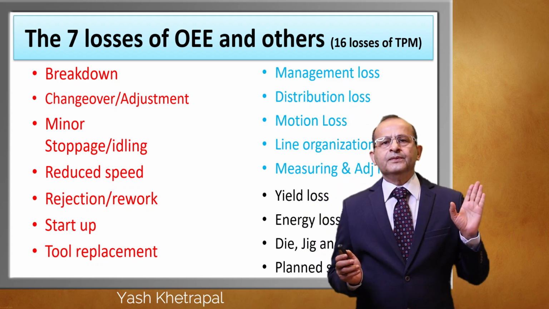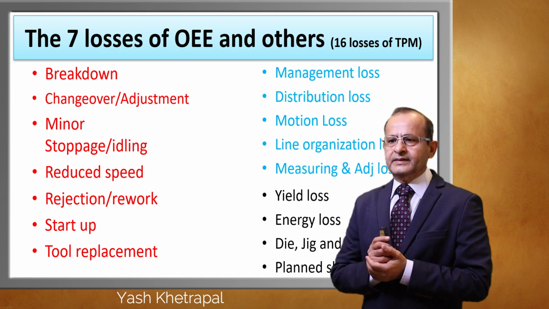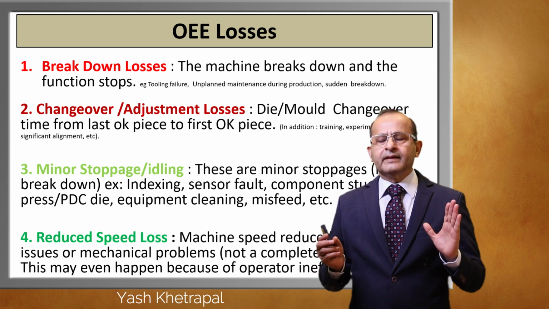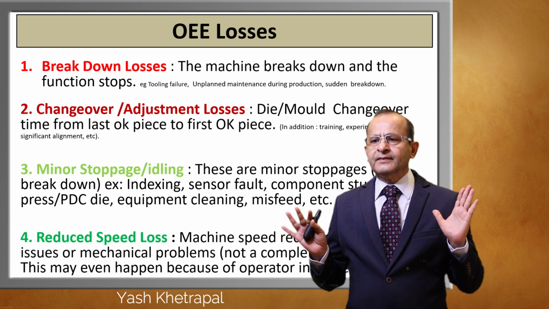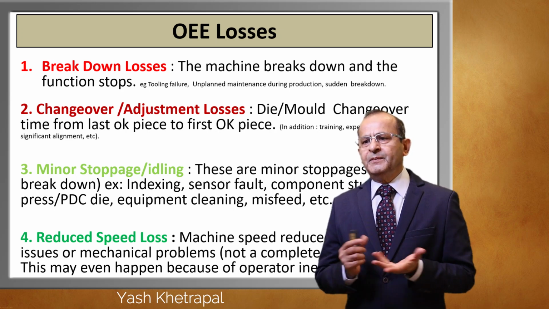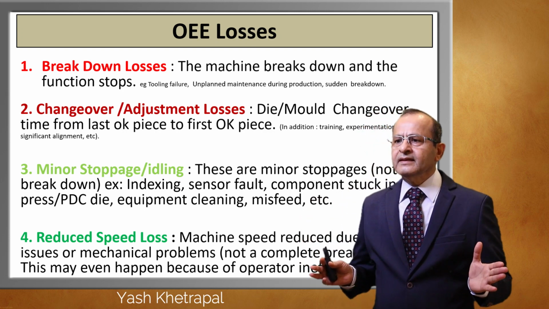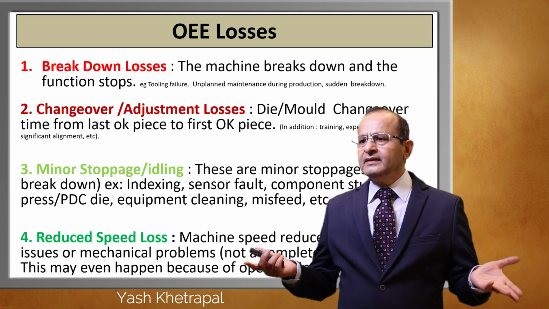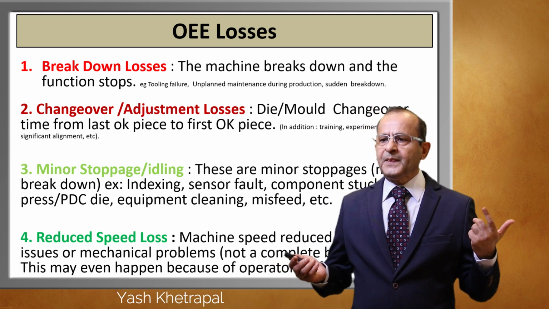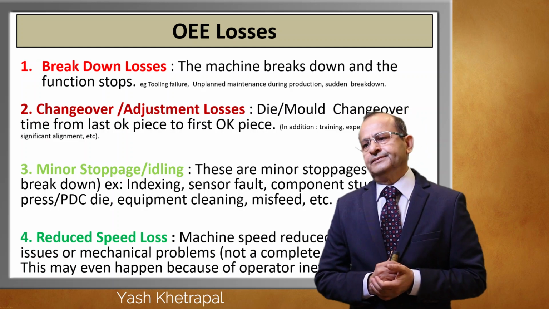First, let's come to machine related losses, equipment related losses. First, breakdown loss. Here, the machine breaks down, function stops. Could be tooling failure, could be unplanned maintenance. During production, there is a sudden breakdown. Well, it's a loss. Then, next, changeover or adjustment loss.